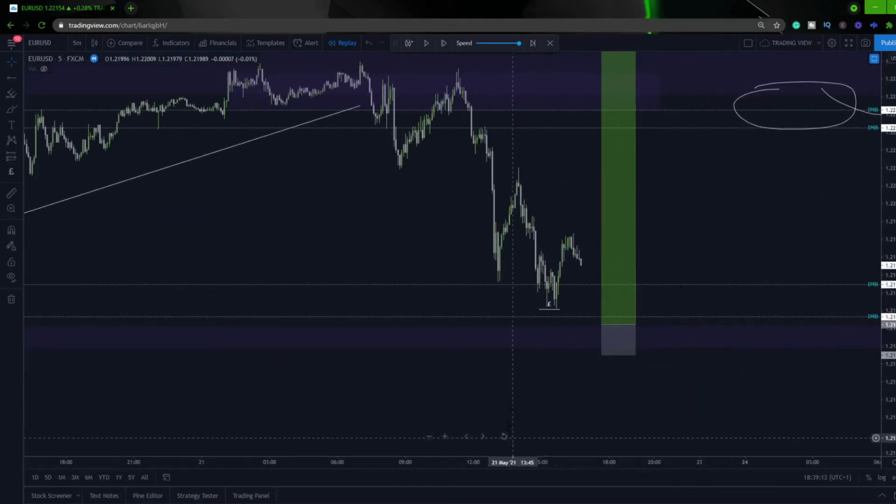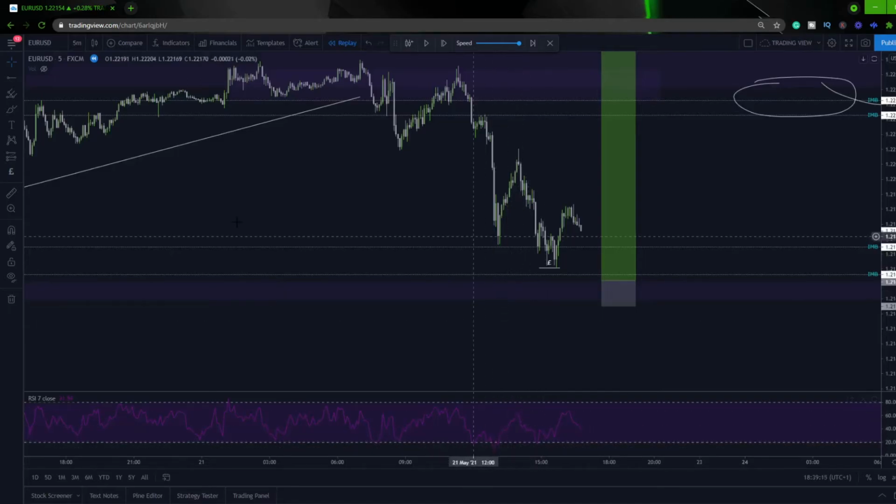So there's a few things that we can do now. If we bring on the RSI, you can see that we have actually already had price making this descending type of movement. We've had higher highs on the RSI, right, which is a good indication that price is looking like it wants to start reversing.